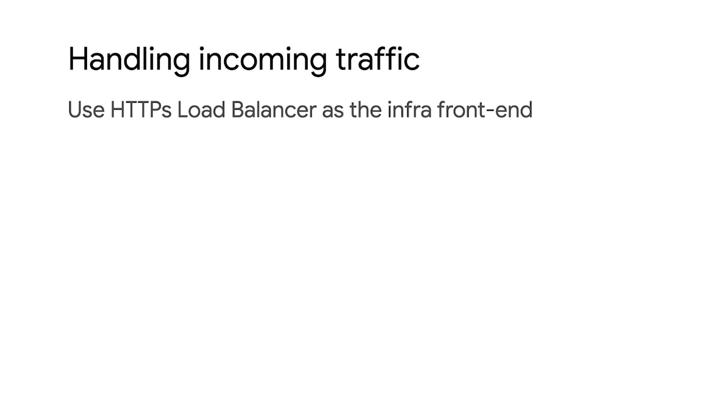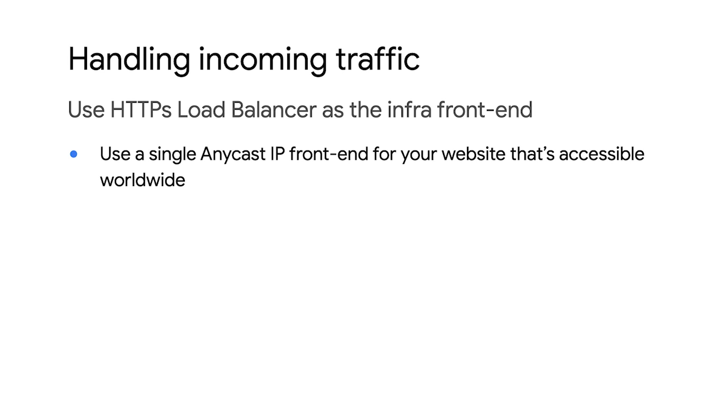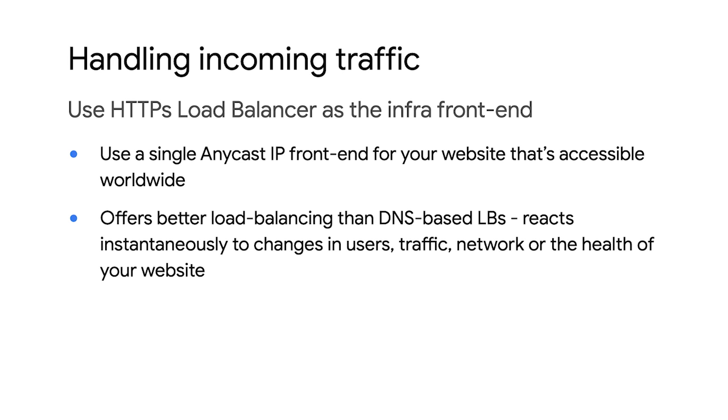After creating backends, we will create the front end that will handle the traffic to your website. Google Cloud HTTPS load balancing is a global proxy-based layer 7 load balancer that enables you to run and scale your services worldwide behind a single external IP address. It does much better than DNS-based load balancing because there are no TTLs involved and the load balancer can respond much quicker to changes in traffic patterns or health of the backends.